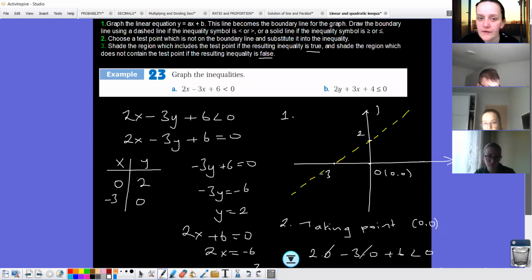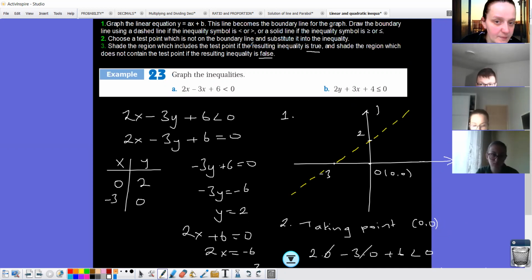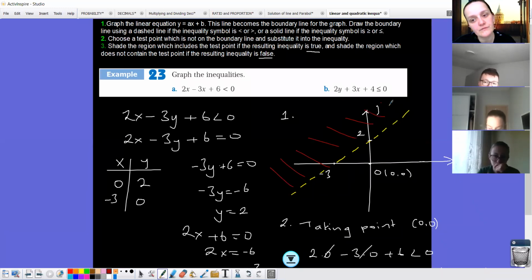So what it says here: choose a test point and then shade the region which includes the test point if the resulting inequality is true, and shade the region which does not contain the test point if the resulting inequality is false. So this is false, so our solution is not in this region, it is in this region. So this part is our solution part. Teacher, only with shading? Yes, only with shading.